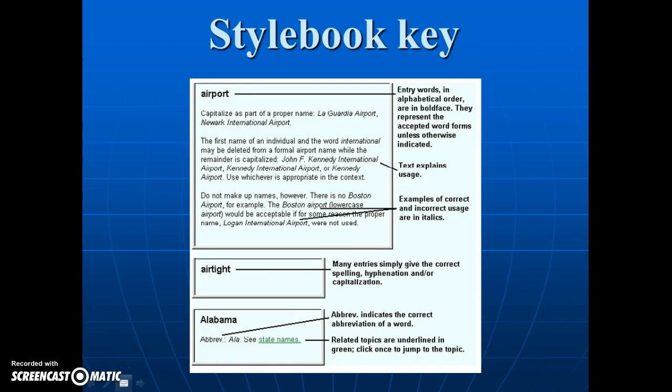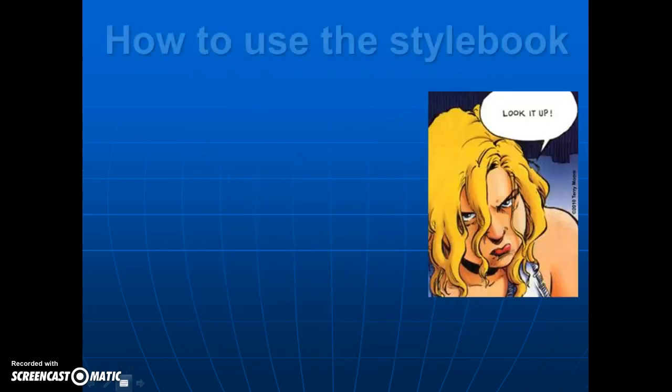Some of them give you further context, like you can see for airport. Entries like Alabama are going to give you abbreviation to indicate the correct abbreviation. You can cross-list that, and we'll talk about that when we get to abbreviations. And it says C state names. So you can continue to look in different areas and double-check these things as you move forward with it. So the Stylebook key is really a handy way to give you an introduction to what the entries look like.